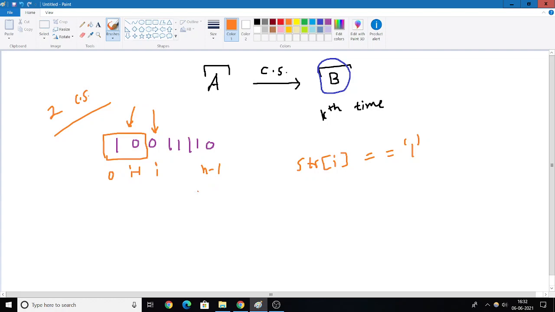That's the first thing. The second thing is that suppose I don't want my previous character to be a 1, that is, this character should not be 1.